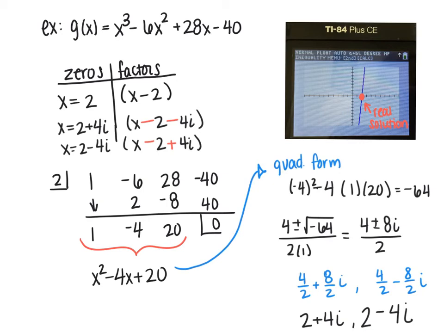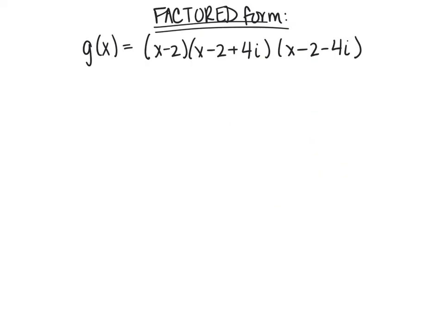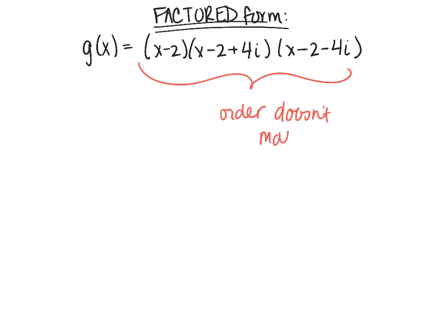So I'm going to take all of that and put it into one big giant polynomial. So there is your final answer in factored form: x minus 2, times x minus 2 plus 4i, times x minus 2 minus 4i. The order of these things does not matter, as long as you have the right numbers with the right signs, you're good. So there is your final answer.